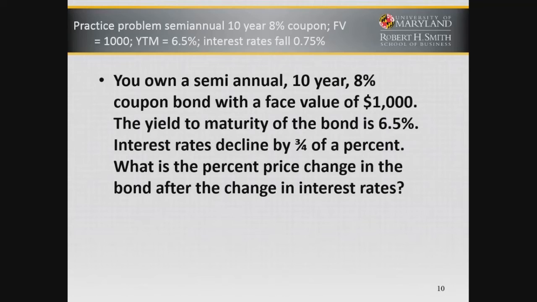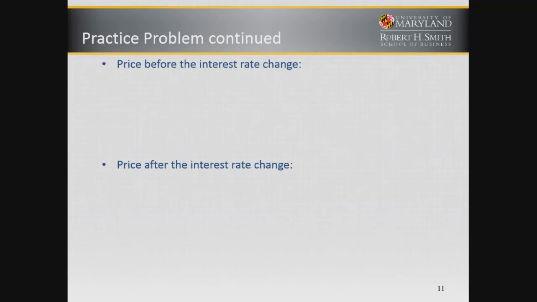Semi-annual 10-year 8% coupon, face value $1,000, yield to maturity 6.5%. We're going to have interest rates fall 0.75%, and look at the percentage change in the bond price after a change in interest rates. We're going to look at a 10-year and then at a 2-year.